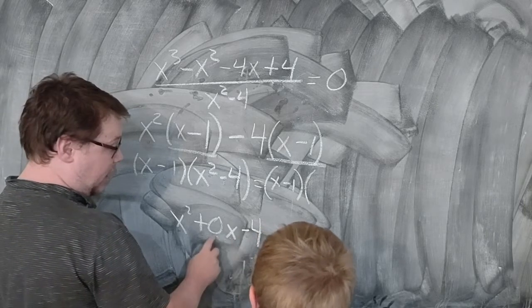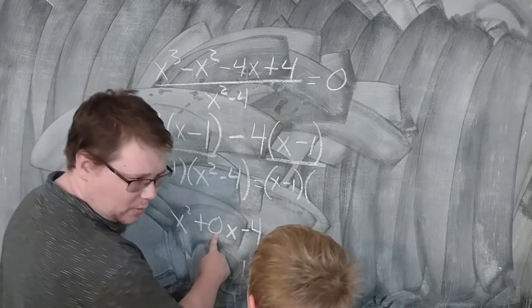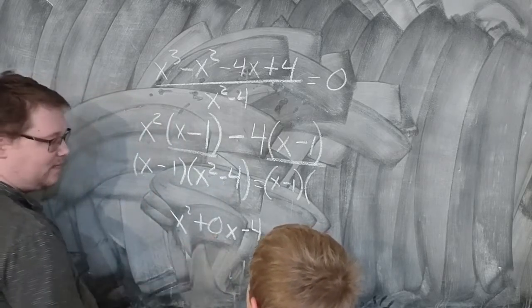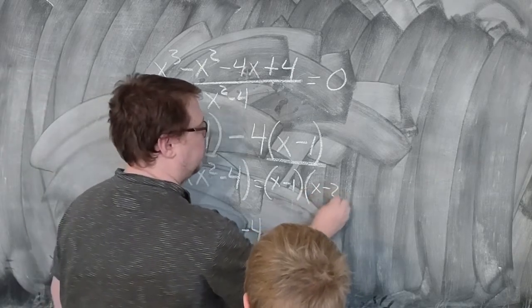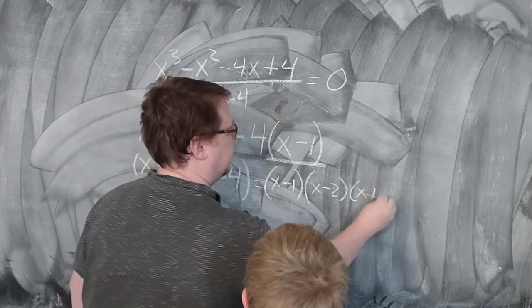Because it's negative. And because they have to add to give you 0, they have to be the same number. So 2 and 2. Well, 2 and negative 2, right? So it's x minus 2 and x plus 2, right?